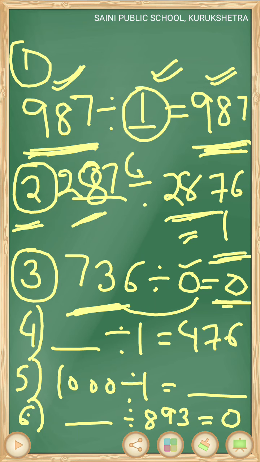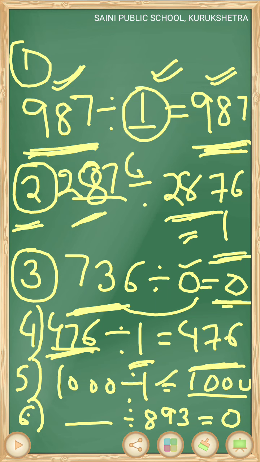Now fourth question, dash divided by 1 is equal to 476. Here the divisor is 1 and the quotient is 476. When the divisor is 1, the quotient and dividend are always the same. It means it will become 476. In the next question, 1000 divided by 1 is equal to 1000. Again the same. Here the divisor is 1. When the divisor is 1, dividend and quotient are the same.